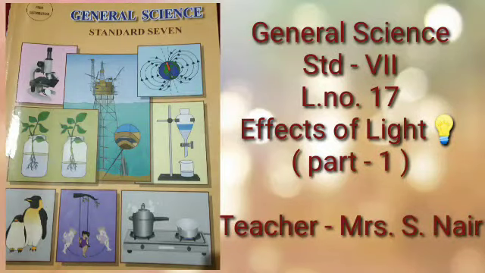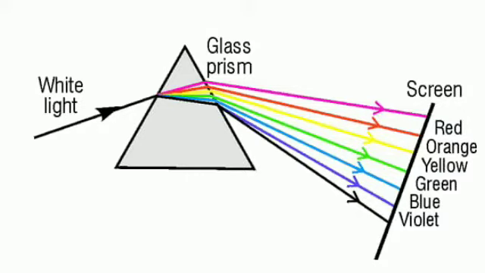Welcome back students. In this video we are going to learn lesson number 17, effects of light. Do you know students that when sun rays pass through a glass prism, what are the colors in the band of light seen on the other side of the prism? Sun rays after passing through the prism show bands of 7 colors: violet, indigo, blue, green, yellow, orange and red, as you see in the rainbow.